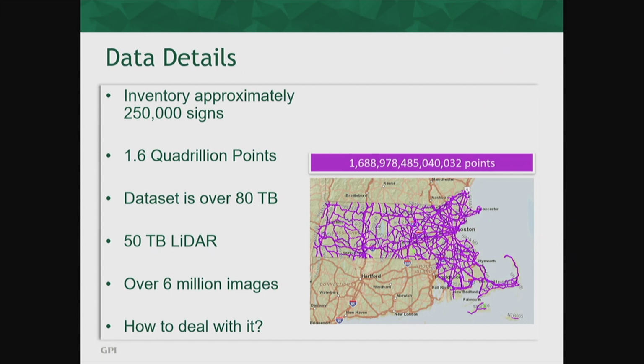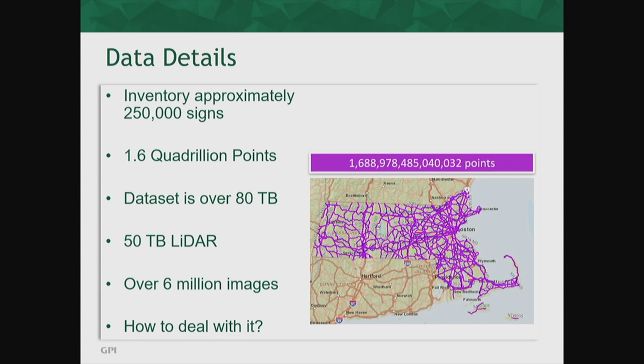Okay. So just to talk about the data a little bit. The sign database itself is 250,000 signs. It's not really a lot of data, right? That's less than a gigabyte of data. But in order to generate that 250,000 signs, we collected 1.6 quadrillion points of information. So it's an absolutely massive point cloud, right? The data set is over 80 terabytes, and over half of that is LiDAR. There are also over 6 million images.